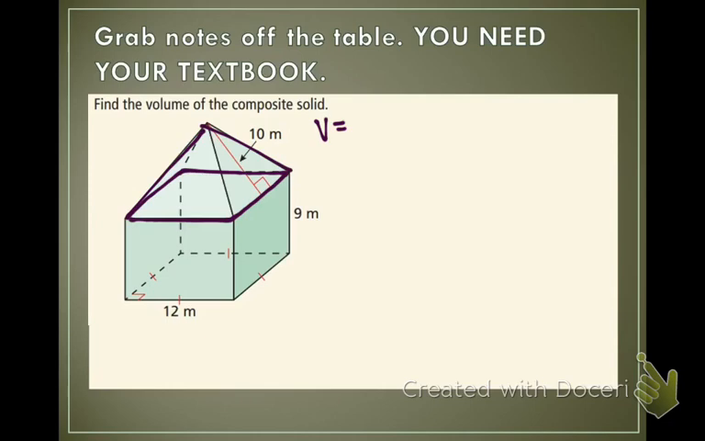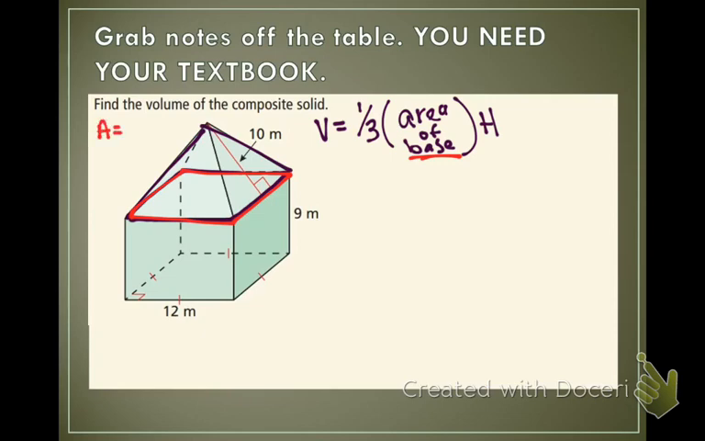It is not 1/2. Oh, 1/3. 1/3 times the area of the base times the height. So what shape did we say the base was? It's a square. How do we find the area of a square?